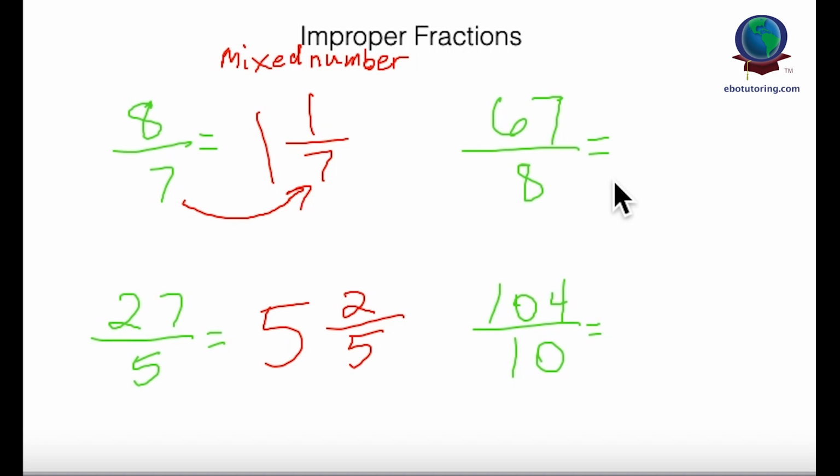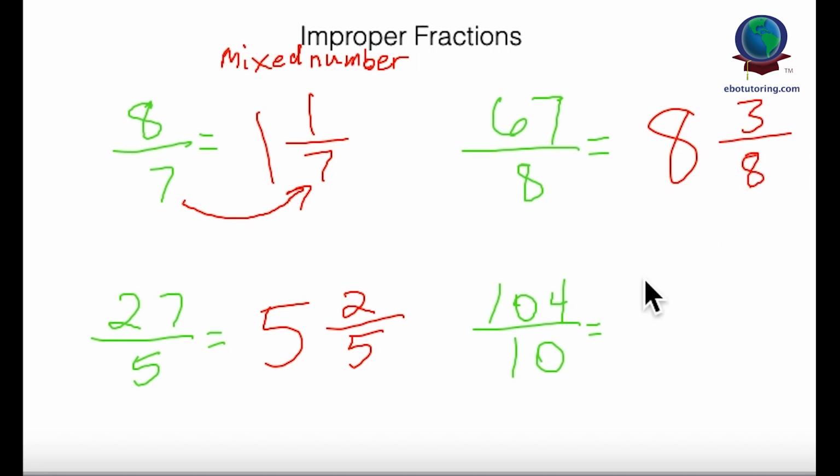All right, guys, let's see if you got your right answers. How many times can 8 go into 67? If I have 67 objects, how many times can I take 8 away from 67? Well, we know that 8 times 8 is 64. That's pretty close. So we know 8 times. How many will be left over after I take 64 away from 67? 3.